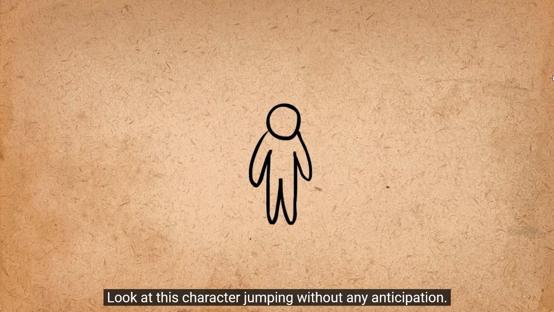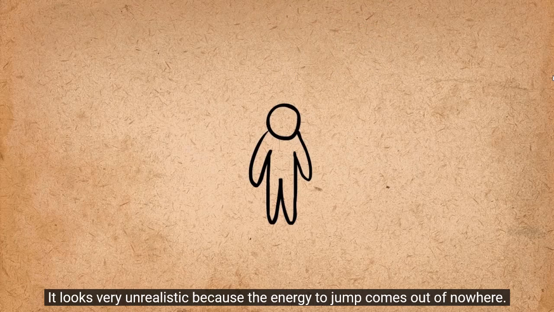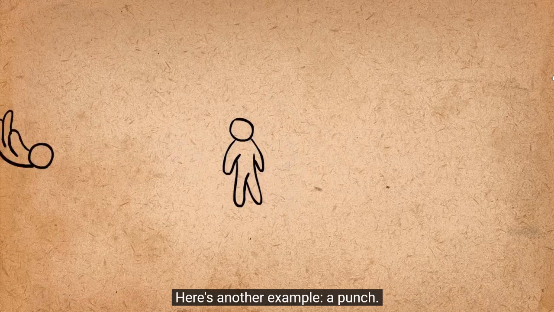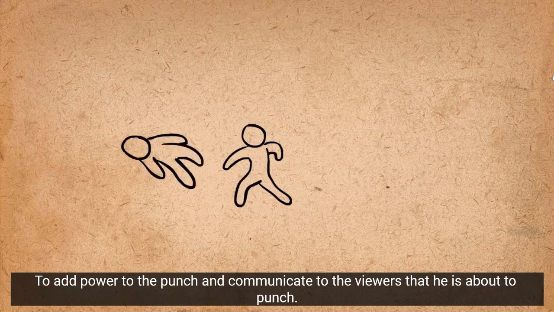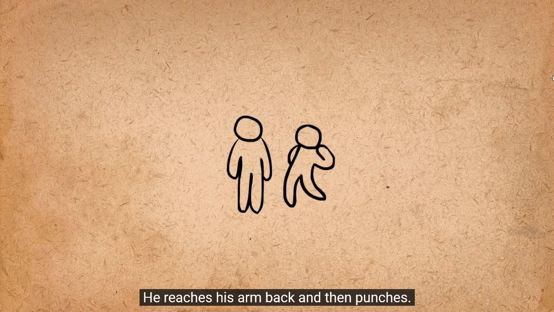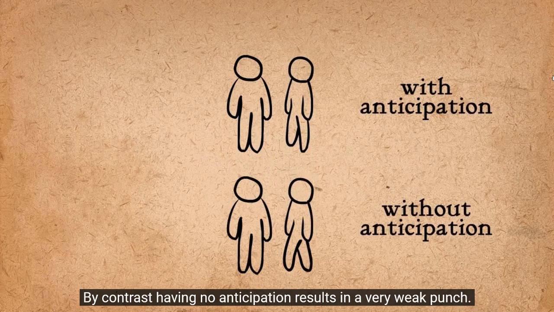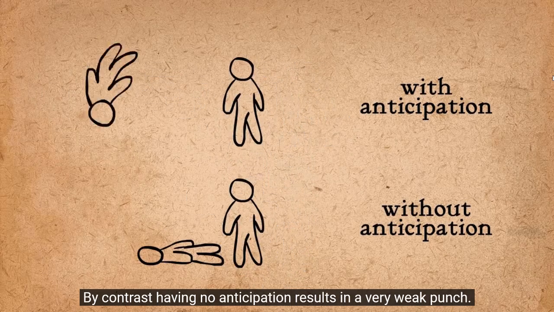Look at this character jumping without any anticipation. It looks very unrealistic because the energy to jump comes out of nowhere. Here's another example, a punch. To add power to the punch and communicate to the viewers that he is about to punch, he reaches his arm back and then punches. By contrast, having no anticipation results in a very weak punch.